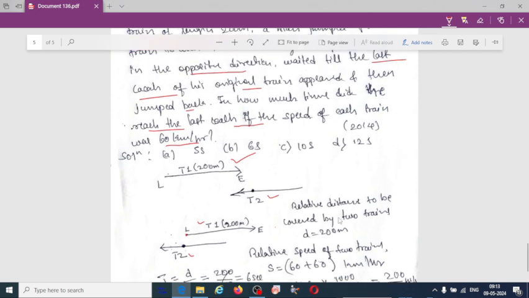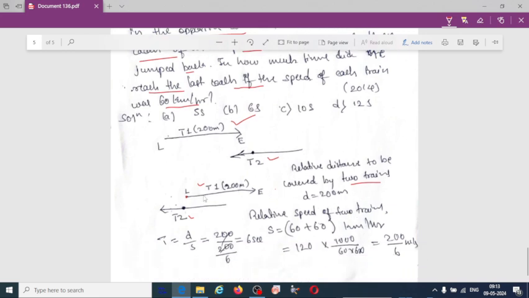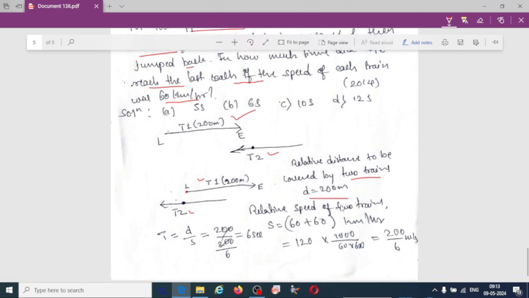First we have to note down the relative distance covered by the two trains, how much? Because the first train length is 200 meters, the distance covered must be 200 meter. Relative speed of the two trains, they have given here 60 kilometer per hour. So 60 plus 60, how much? 120 kilometer per hour. So 120 into 1000 meter per hour, 60 minute into 60 second. If you do 5 by 18, directly you can calculate, and this ratio you will get 200 by 6 meter per second.